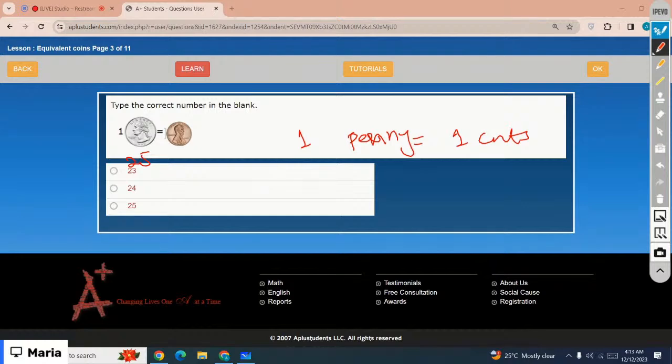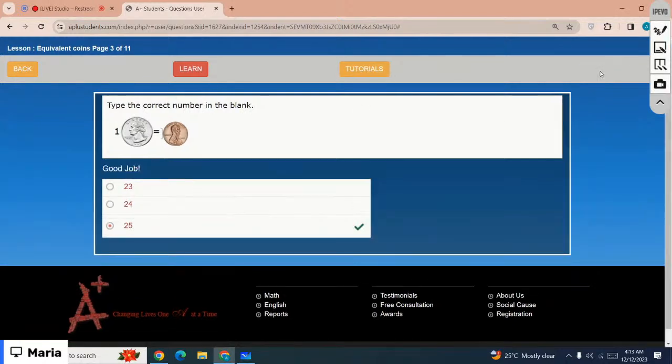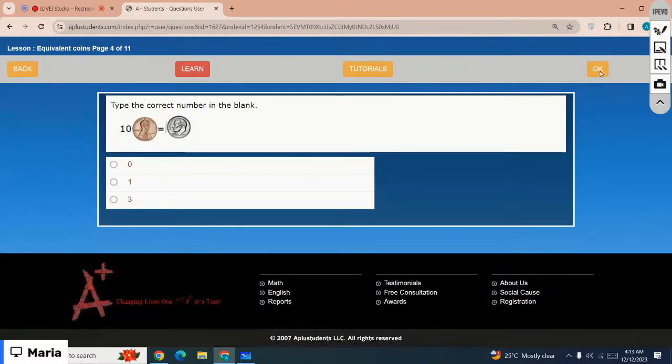25. The correct option is 25. Because 1 penny costs 1 cent, and 1 quarter costs 25 cents. So 25 pennies make 1 quarter, right? The correct option is 25. Okay, the next one is if you have 10 pennies, so how many do 10 pennies make?